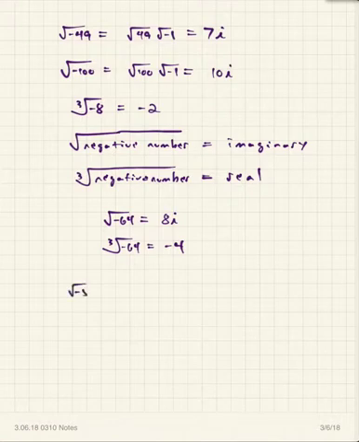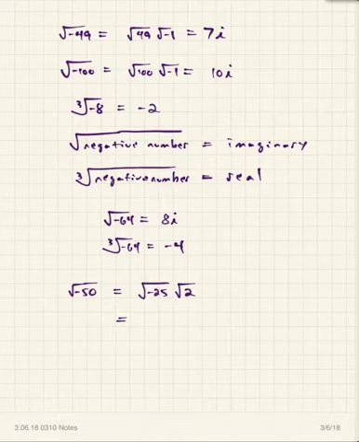Okay, and let's see if we have the square root of negative 50. 50 is not a perfect square, so we simplify this like we've been doing with radicals in the past. We break it up into 2 factors, and in this case it would be negative 25 and 2.